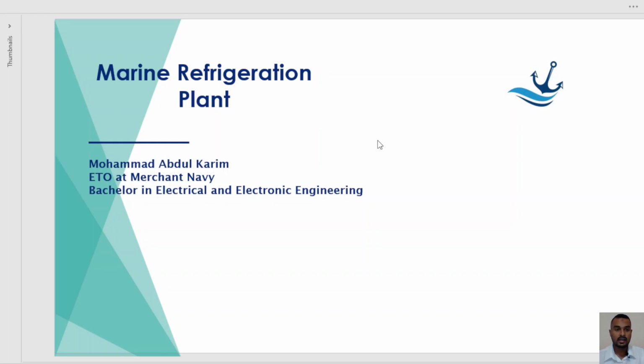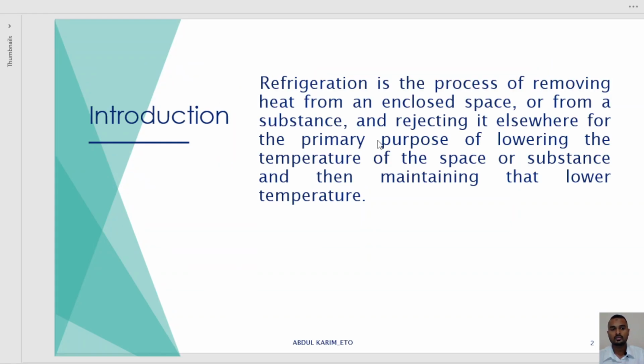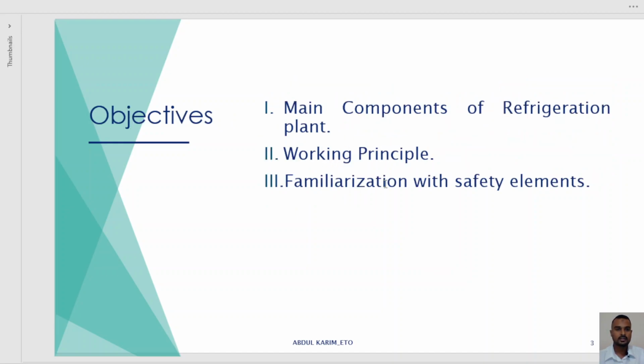Okay, then let's see the definition of the refrigeration system. Basically, the refrigeration system is the process of collecting or absorbing heat from any enclosed region so that the enclosed region's temperature is getting down. In this slide, there are three objectives. At first, I will try to describe the main components of the refrigeration plant. Then we will see the working procedures of these systems. Then we will be familiarized with the safety elements.